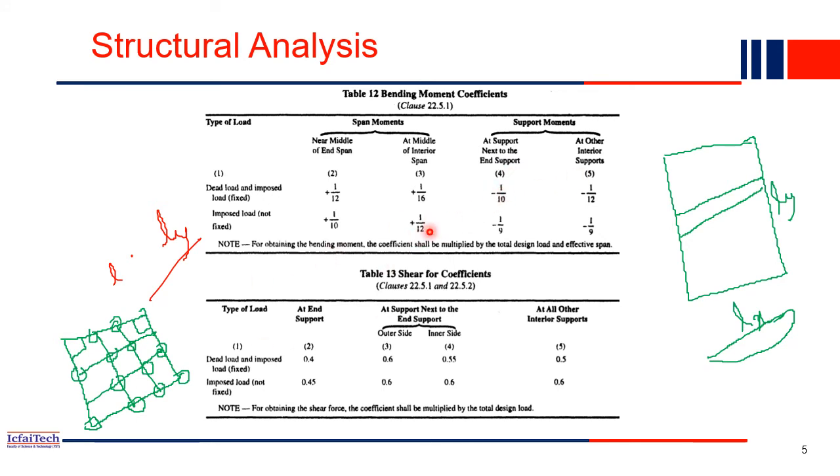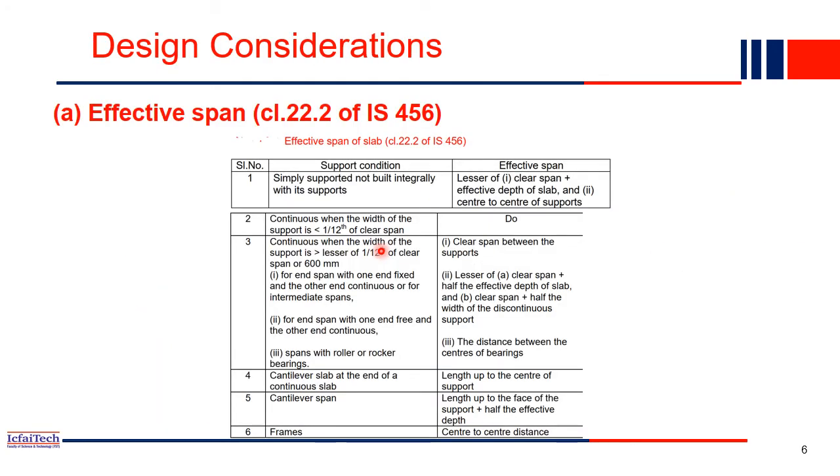Like that, from this table we have to take the appropriate values, and it is very simple. There is no need to do a complete, rigorous structural analysis. From this table you can find the approximate bending moment and shear force in this slab. So these are the bending moment coefficients, and in Table 13 you will get the shear force coefficients. So from there we get the structural analysis part.